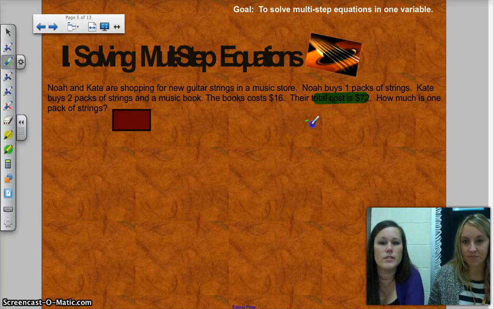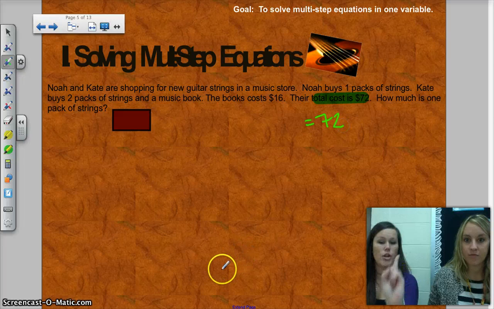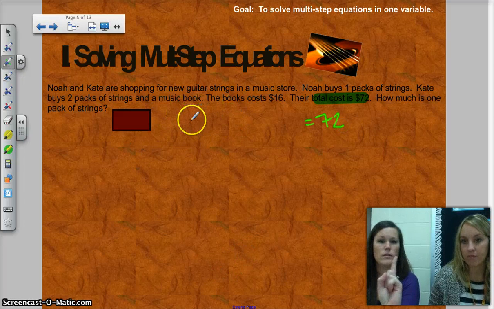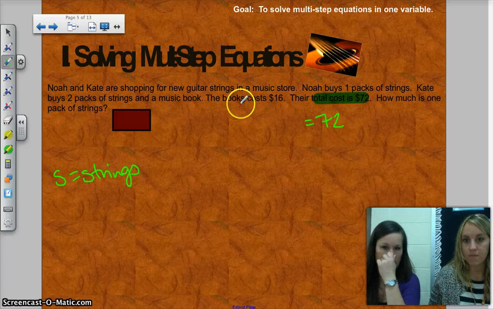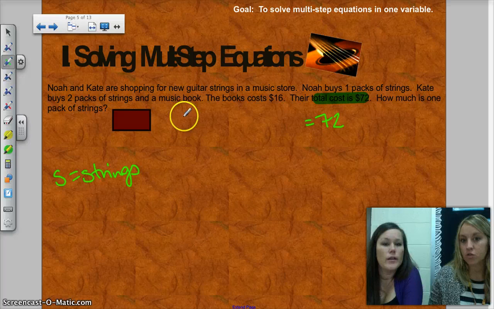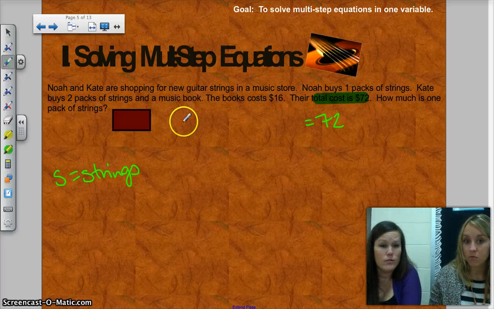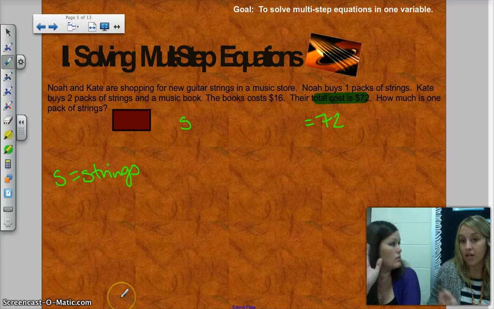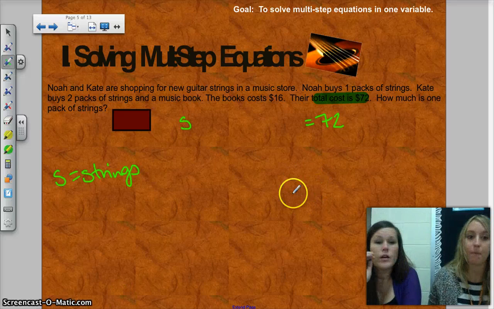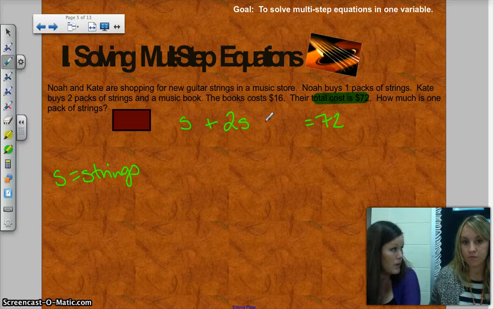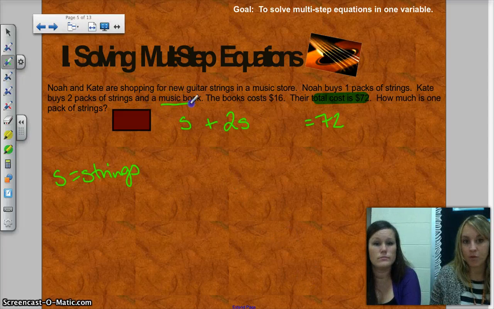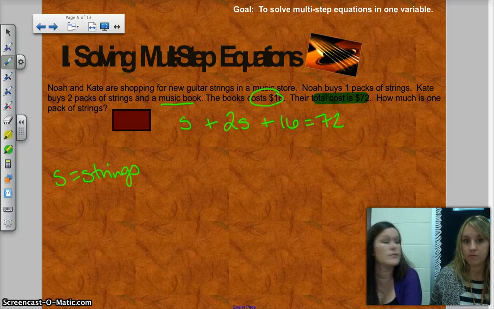All right, so equals 72. So we are going to add Noah. I read Noah first, so let's talk about him. Okay, so Noah buys 1 pack of strings. S is for strings or pack. Should I put 1S? You can, or you can just put S. The 1 is implied. Okay, so there's Noah. He buys some strings. Plus Kate. Kate buys 2 strings, so 2 times S, plus the music book, which is $16. Plus 16. Awesome. Combine like terms.